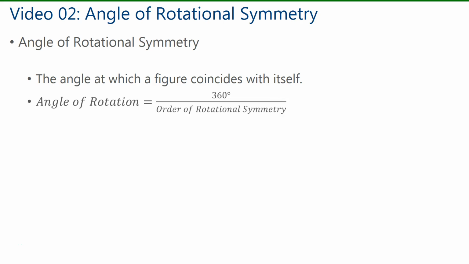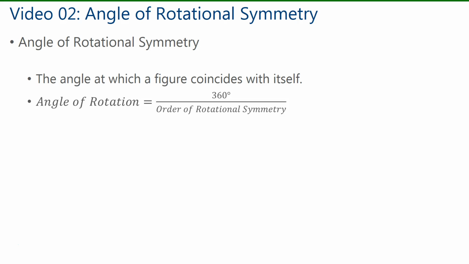In this video, we'll look at the angle of rotational symmetry, which is the angle at which a figure coincides with itself. So it is the number of degrees that we would need to rotate an object before it coincided with itself. So a square that was talked about in the last video, for example, was rotated 90 degrees before it coincided with itself. So 90 degrees is the angle of rotation.